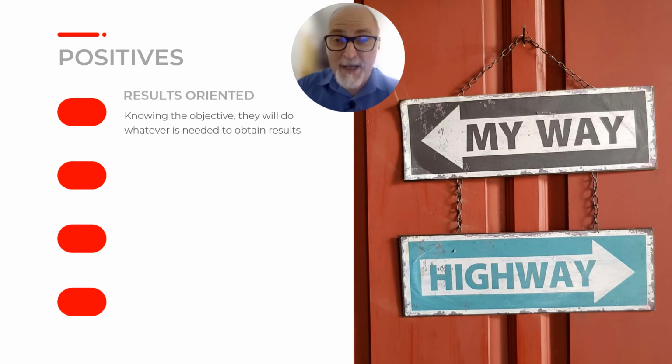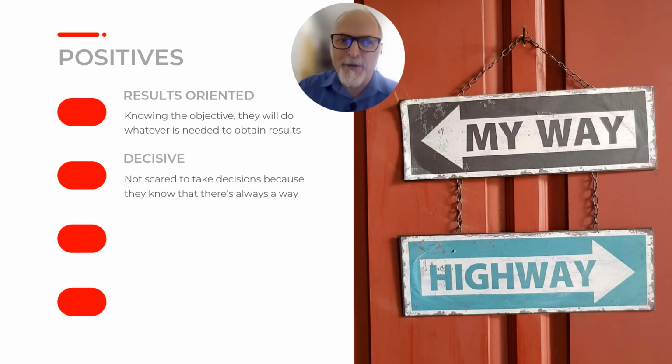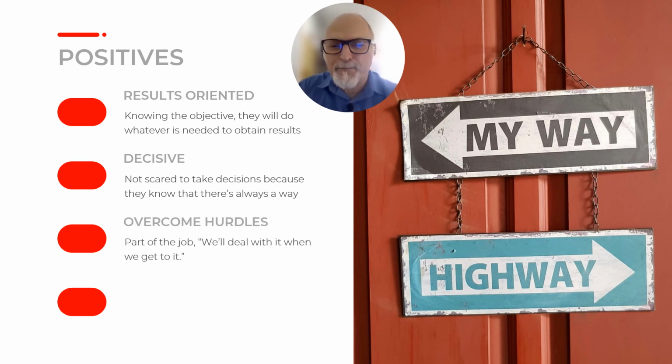Okay, as we said earlier on, they're very much results oriented. If they know what the objective is, they'll put their head down and they will do their damnedest to make sure that we get the results. Also very decisive. They've got no real problems making decisions. Sometimes those decisions may even be snap decisions. This is because they feel that there's always a way of being able to get the job done. So that's why they're not scared to make a decision.